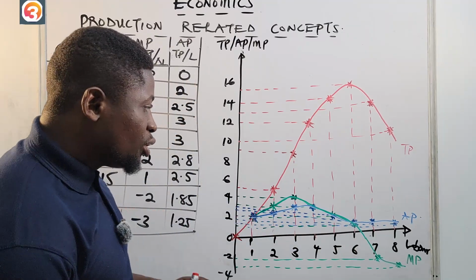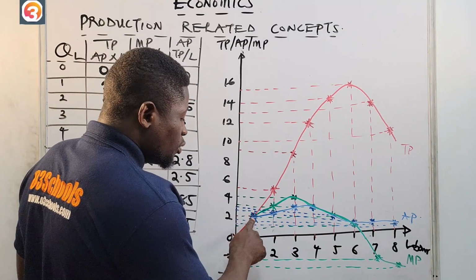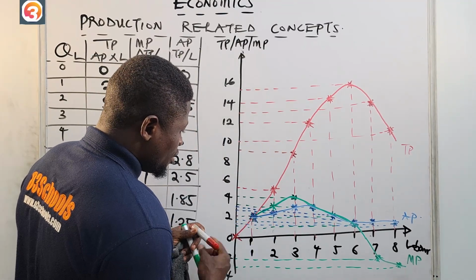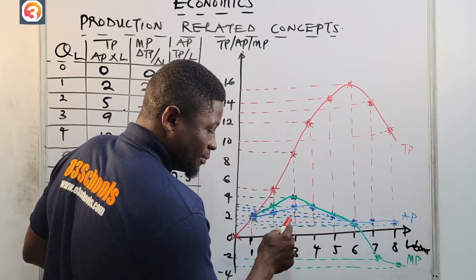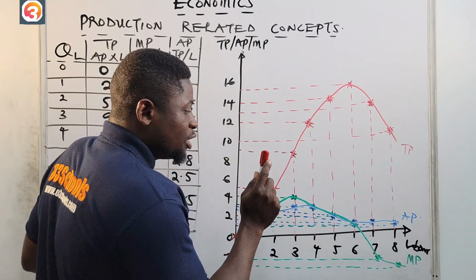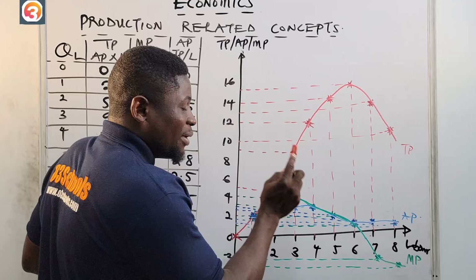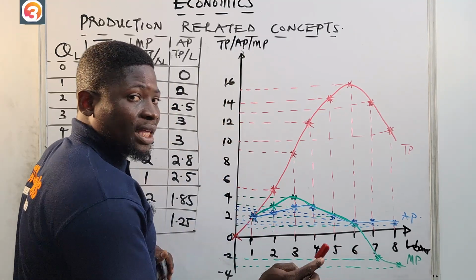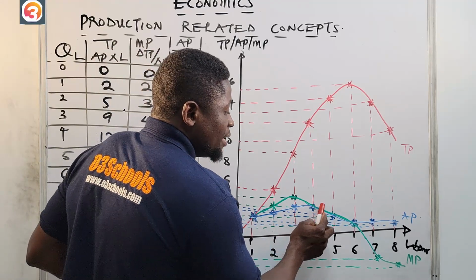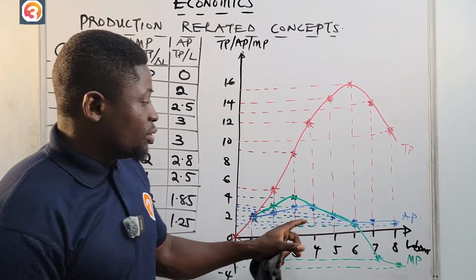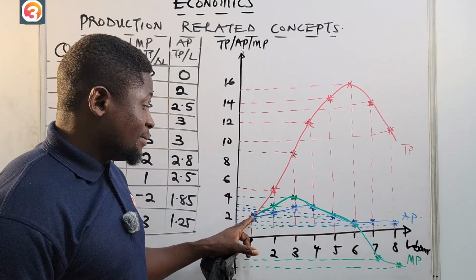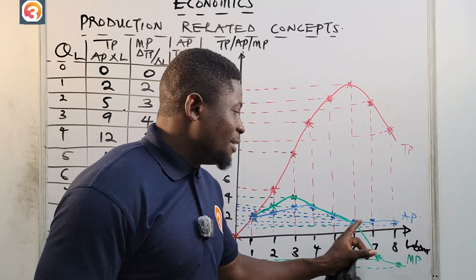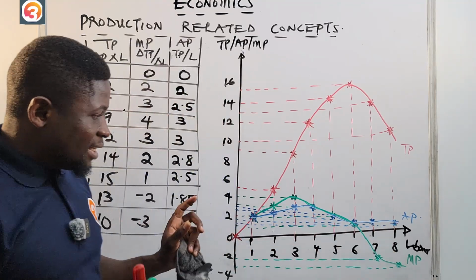Now, what do you notice about the AP curve? The AP curve was rising steadily. Look at our AP curve, the blue marker. As it's going, it was increasing until the point where it crosses the MP curve. Immediately it crosses the MP curve, it begins to decline. It begins to decrease. So please take note of that.